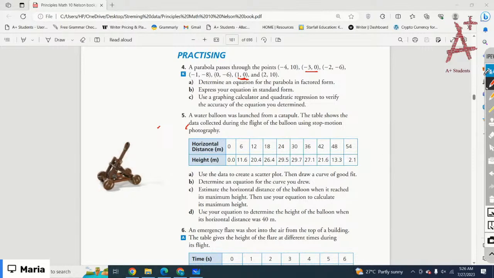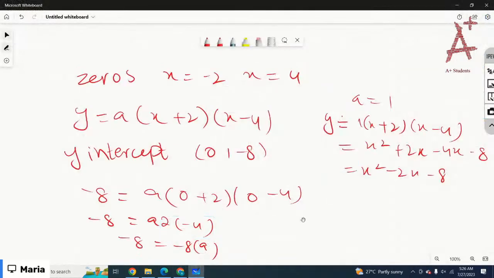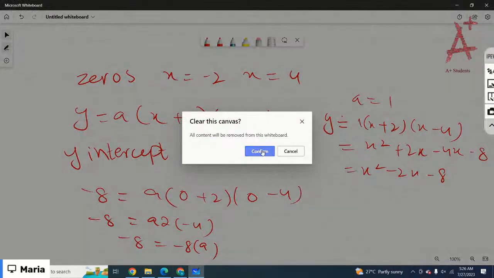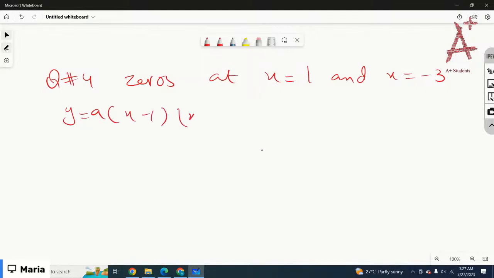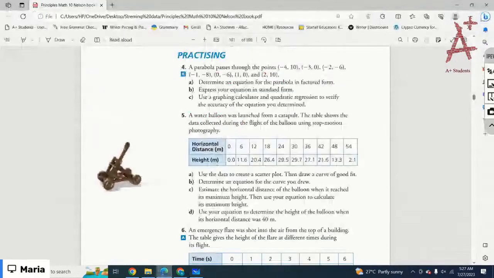Question number 4. Okay, so zeros are at x equals 1 and x equals negative 3. So the equation in factored form is y equals a times (x minus 1)(x plus 3). Right? Okay, now let's just look at the y-intercept.